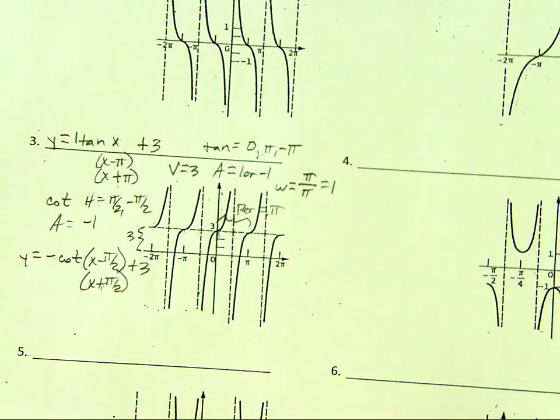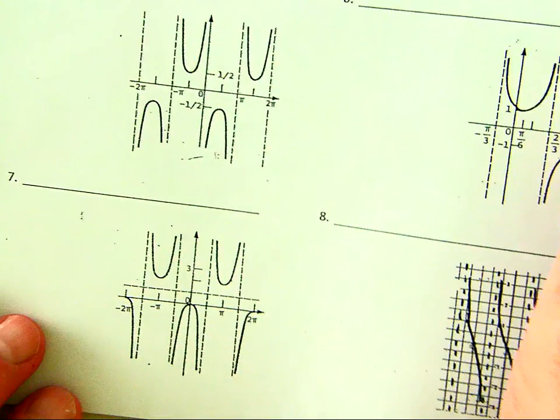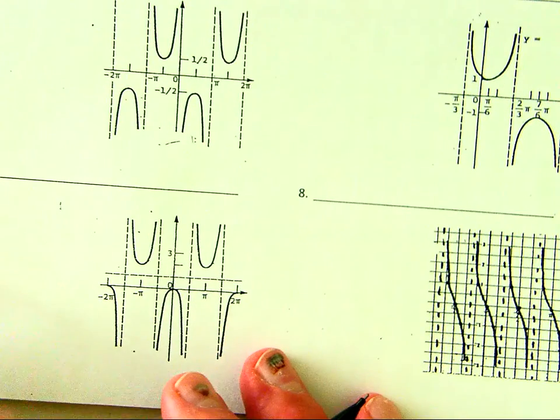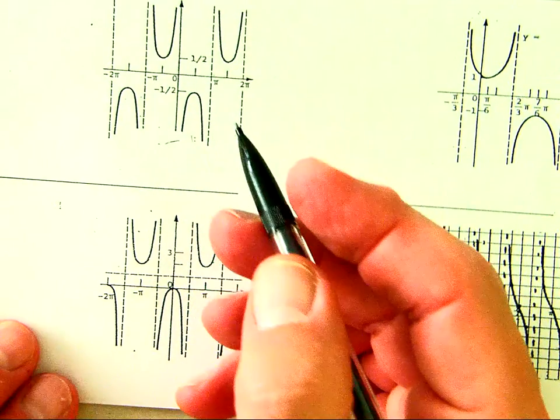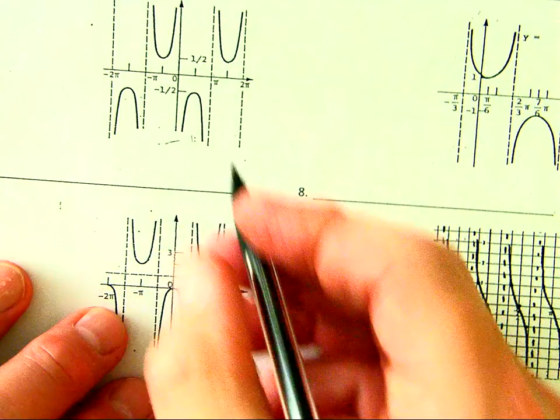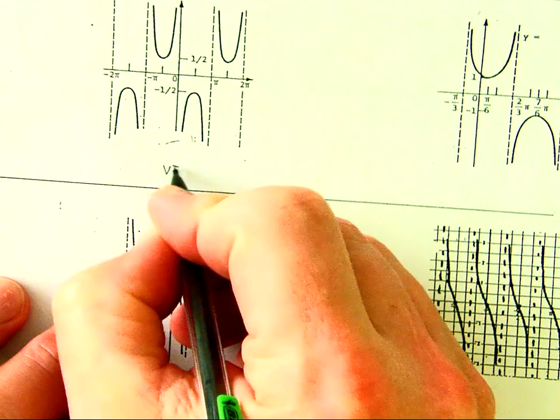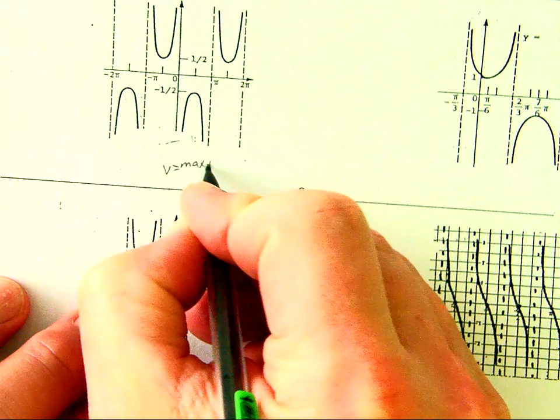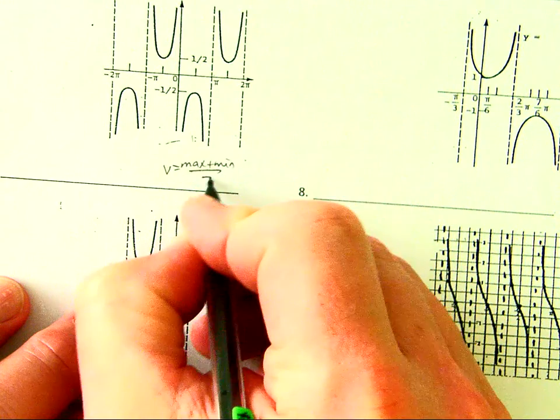Let's look at a secant cosecant one. Like let's say we look at number 7. Now number 7, first, you could find the vertical shift and the amplitude from max and mins. Remember, we have an equation that says vertical shift equals max plus min divided by 2.